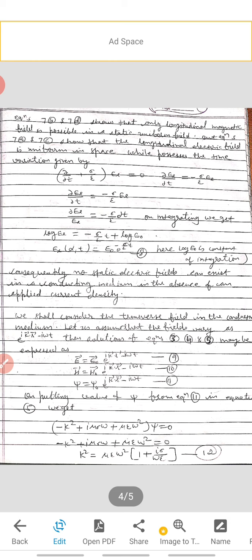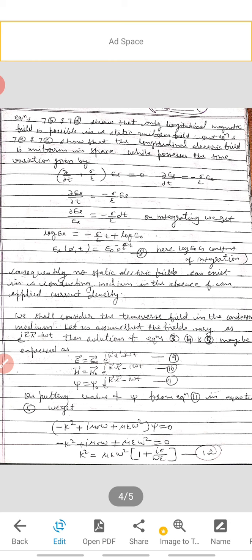Let us assume that the fields vary as e power iota k dot r minus iota omega t. Then solutions of equations 3, 4 and 5 may be expressed as E is equal to E naught e power iota k dot r minus iota omega t, H is equal to H naught e power iota k dot r minus iota omega t, psi is equal to psi naught e power iota k dot r minus iota omega t.